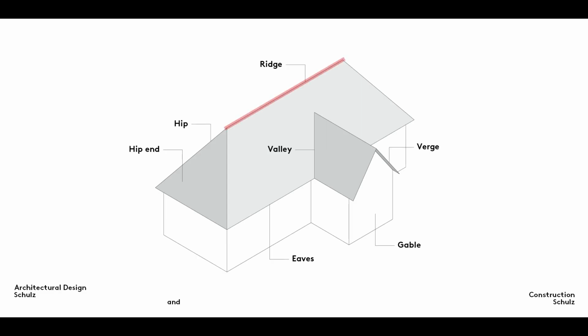The ridge is the line where the two sloping parts of a roof meet to form its highest point. A hip is the external angle at the junction of two roof surfaces that slope in different directions. A valley is the internal angle created when two separate pitched roofs intersect.